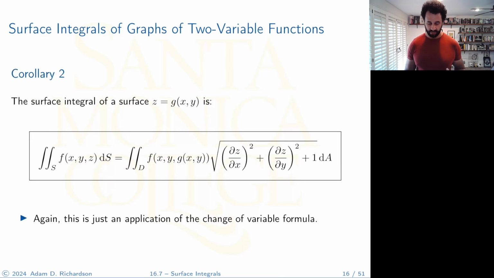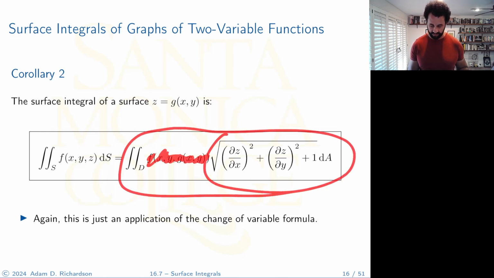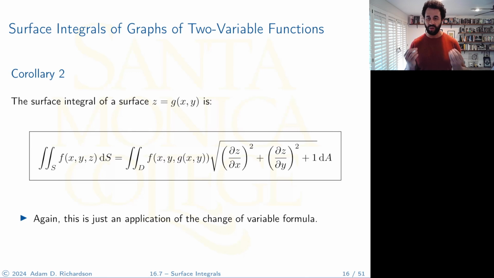Same kind of thing. So the surface integral over a surface z equals g of x, y is given by this formula right here. Again, this is just an application of the change of variables formula, but also think of the surface integral as a weighted surface area, right? Before, if this was not here, you would just have the surface area. But now we want to apply a weight to that surface at every point. And the weight is given by that function f right here. So that's really what's going on.